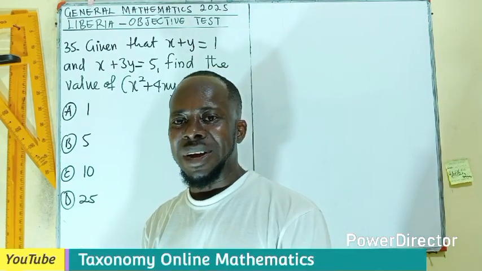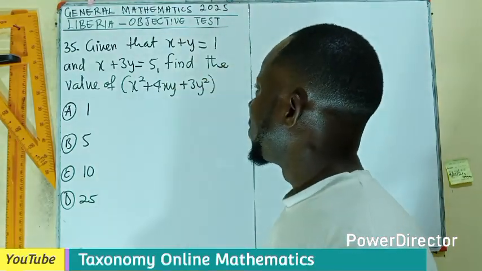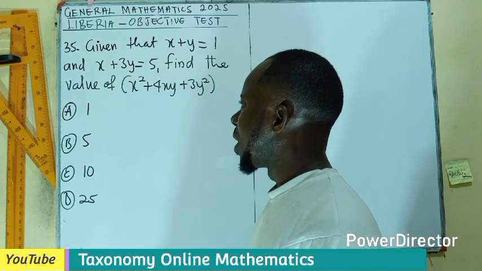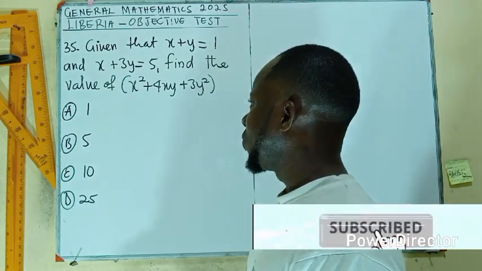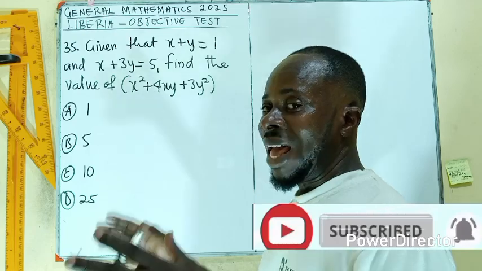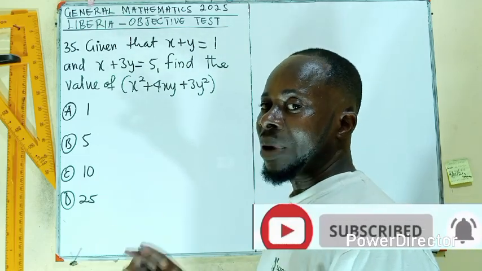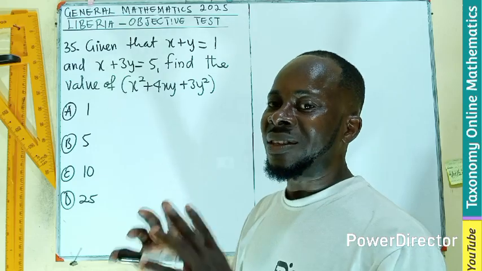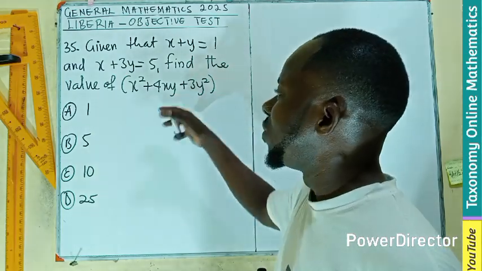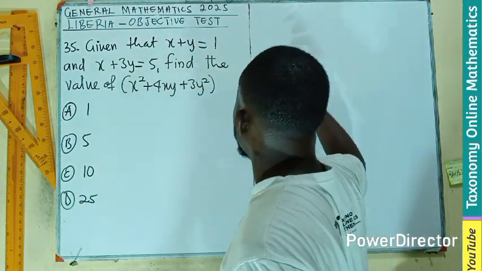Welcome, question 35. Let's have a look at this. Given that x plus y equals 1 and x plus 3y equals 5, we have to find the value of x squared plus 4xy plus 3y squared. Meaning we need to know what x and y stand for, then we substitute into this expression.